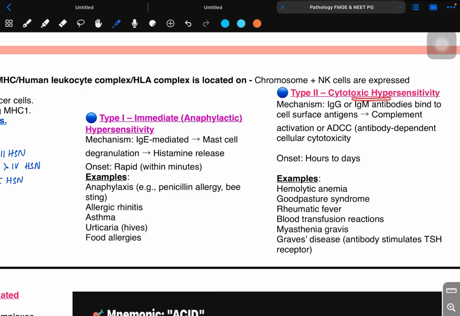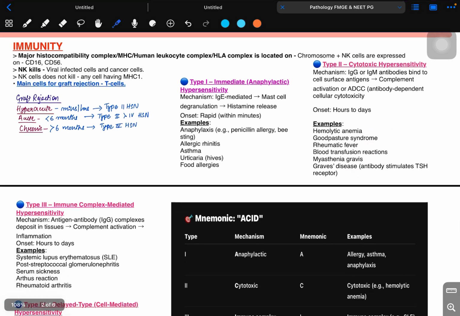Type 2 is cytotoxic hypersensitivity. The mechanism is IgG or IgM antibodies will bind to the cell surface antigens and it will activate the complement or antibody dependent cellular cytotoxicity. So this is cytotoxic hypersensitivity. The onset is hours to days. What are the examples? Examples are hemolytic anemia, Goodpasture syndrome, rheumatic fever, blood transfusion reactions, myasthenia gravis, and Graves' disease.